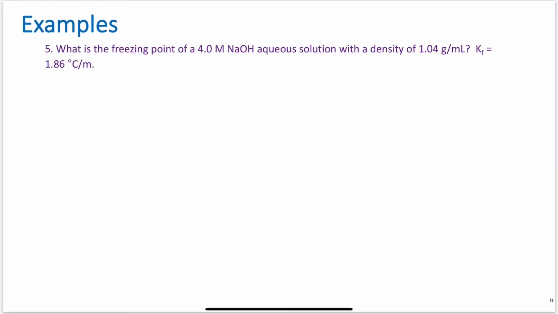For the last example in this chapter, let's look at this one. What is the freezing point of a 4.0 molar sodium hydroxide aqueous solution with a density of 1.04 grams per mil? The Kf is equal to 1.86 degrees C per mole. So what do we know? We know we have a 4 molar sodium hydroxide solution. We know that the solution has a density of 1.04 grams per mil. I want to find freezing point. So I'm looking for freezing point. If I'm looking for freezing point, I'm using delta TF equals Kf times m times i.